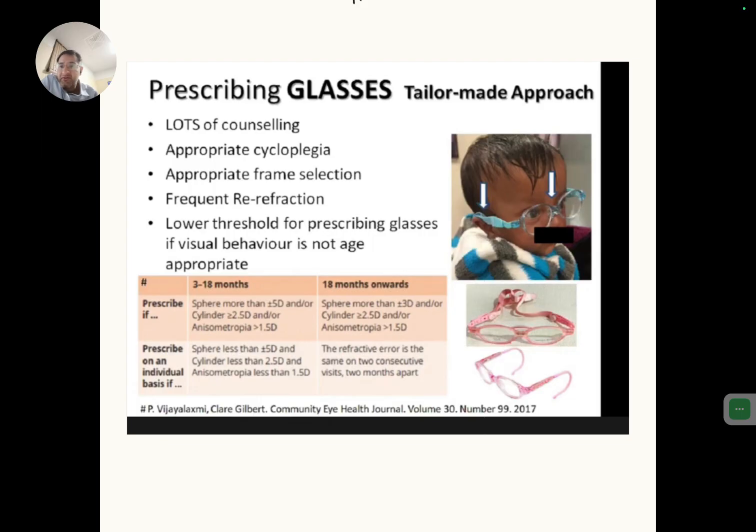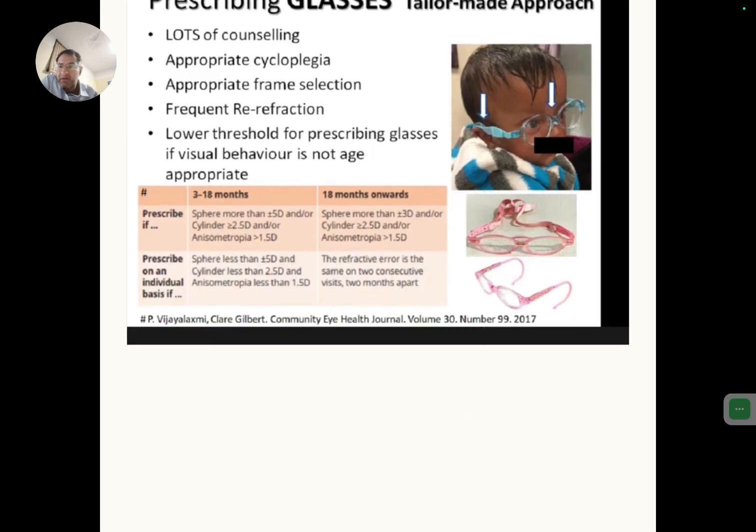Only the sphere power is changing, not the cylinder and the anisometropia. And on an individual basis, we have to prescribe if the refractive error is the same on two consecutive visits, and these visits should be 2 months apart. These guidelines are also taken from the Community Eye Health Journal. This article was from P. Vijayalakshmi.